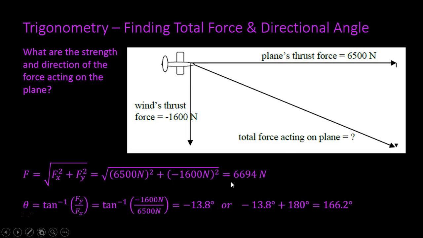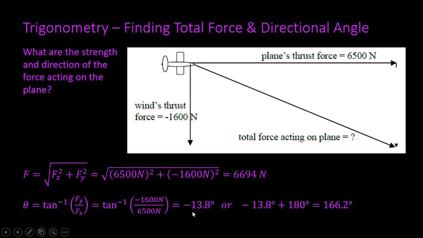And for this we need to use our trig function, the inverse tangent. So theta is equal to the inverse tangent of the ratio of the y component divided by the x component. We plug our numbers into the equation, remembering to use the negative sign if the component is in the negative direction. Our calculator gives us an answer of negative 13.8 degrees. We know, of course, there's another possible answer, and that would be negative 13.8 degrees plus 180 degrees, which would give us an angle of 166.2 degrees.